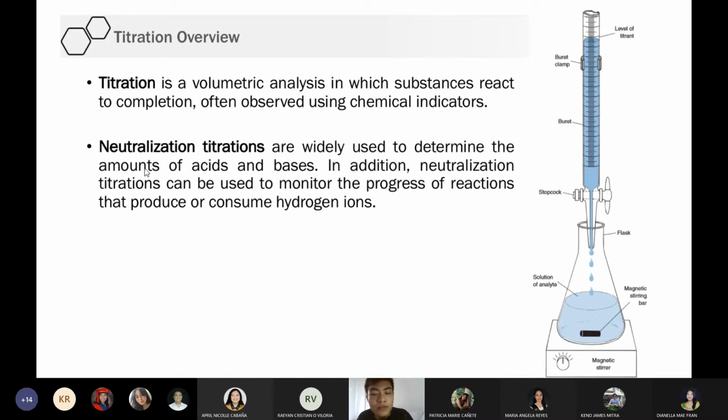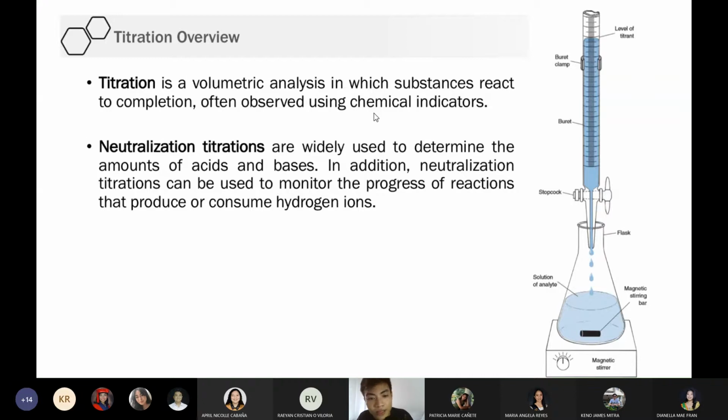Okay? So we use this to determine the concentration of acids or bases in our daily products. For example, sa detergent, gusto mo malaman how much sodium carbonate yung nandun. Titration gagawin mo. Kunwari, liquid detergent, gusto mo malaman how much sodium carbonate andun. Neutralization titration din ginagamit doon. Okay? So, yan lang yung idea.